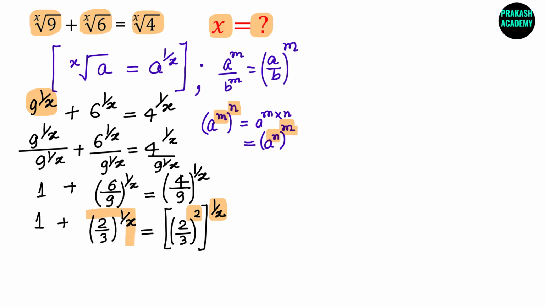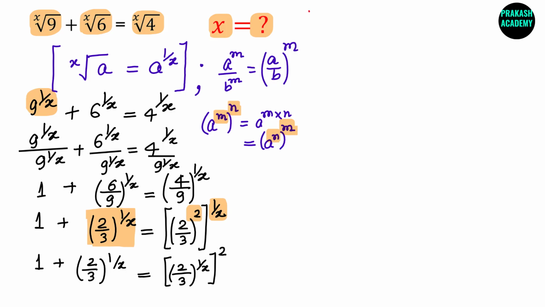Because I want to convert everything in terms of this number, that is 2 by 3 raised to the power 1 by x. So I will have 1 plus 2 by 3 raised to the power 1 by x, and this will be 2 by 3 raised to the power 1 by x, raised to the power 2.